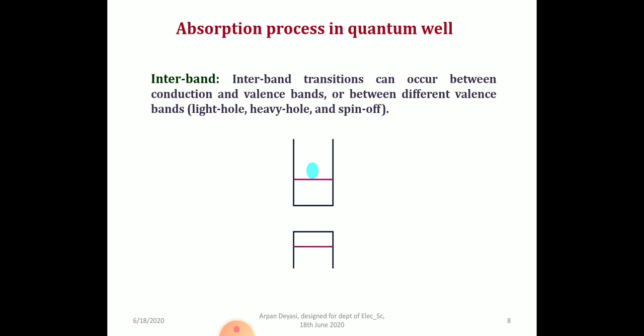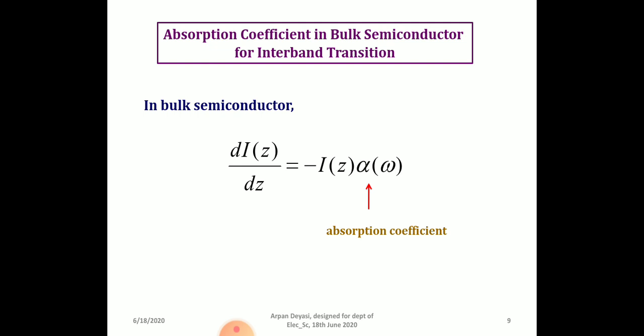Now with this very small introduction, that means different things I have discussed, different processes for bulk as well as for quantum well. Next I am going to the mathematical calculation for a bulk semiconductor for interband.